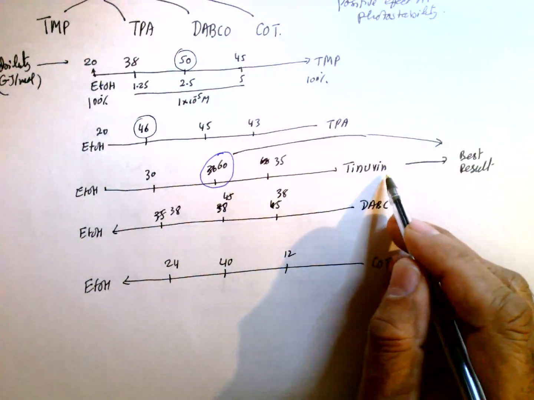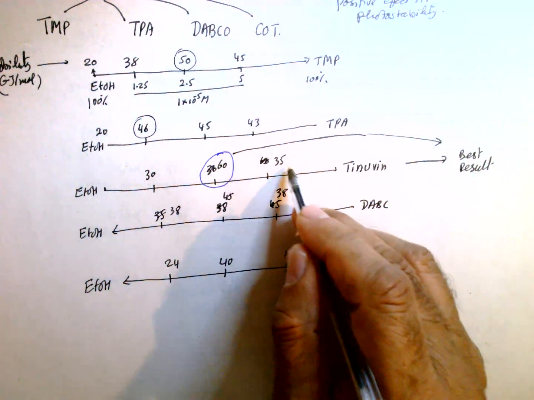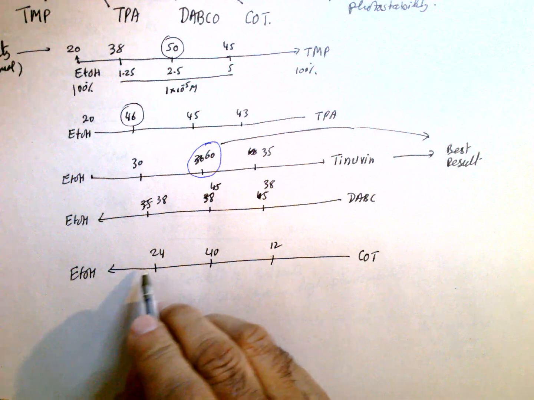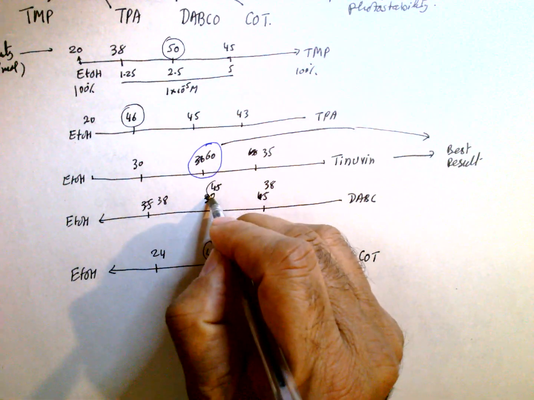Ethanol to toluene, so this is the best result, 30 to 60, doubling. And then ethanol to COT, this is 24 to 12, so this is the 40. This is the good result.